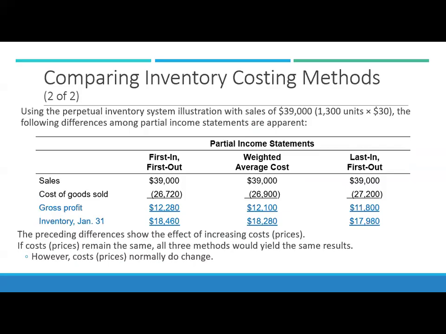Under the FIFO method, in a period of rising costs, FIFO is going to have the highest ending inventory, the highest gross profit, and the lowest cost of goods sold. And then under LIFO, the gross profit is going to be lower because the cost of goods sold is higher because they're selling those newer, more expensive units. And then ending inventory is going to be lower. And again, that's why companies use LIFO. Generally, it's for tax purposes so they can show a lower net income in the current period.